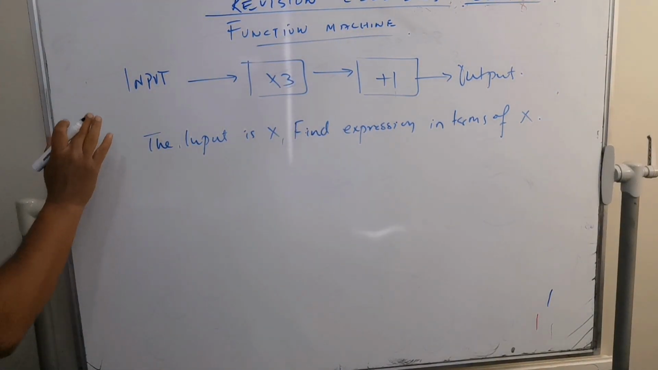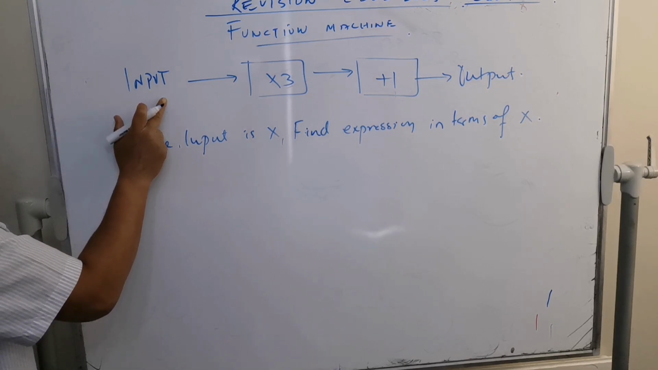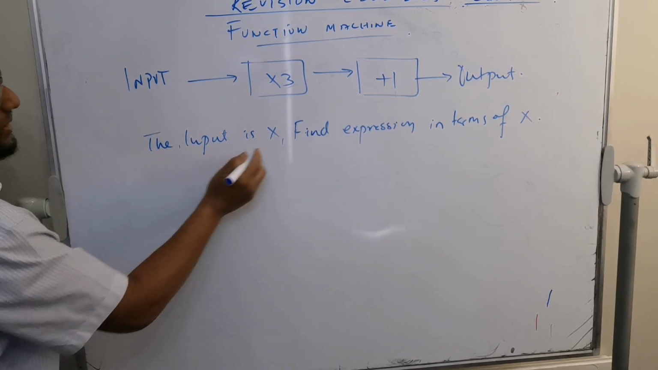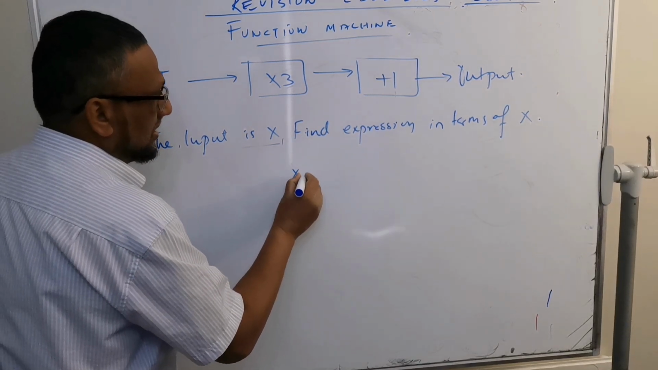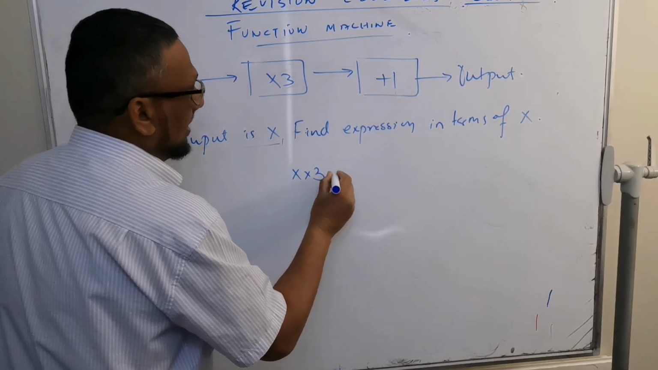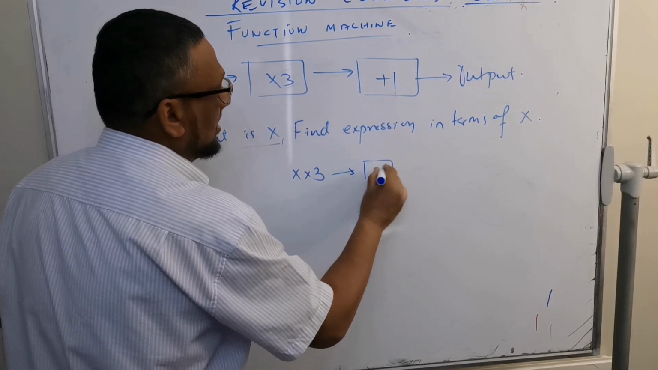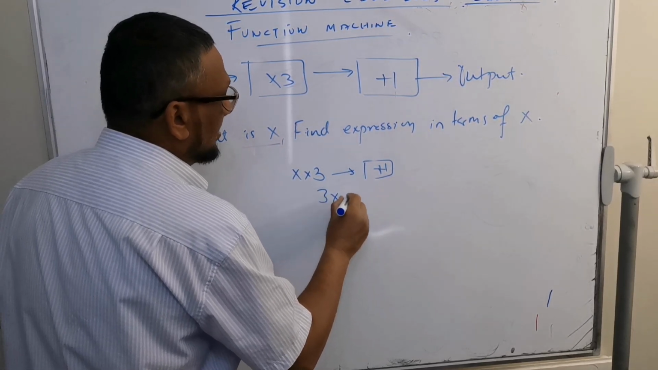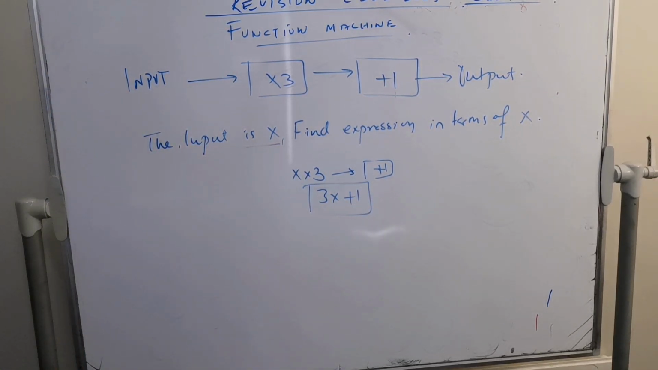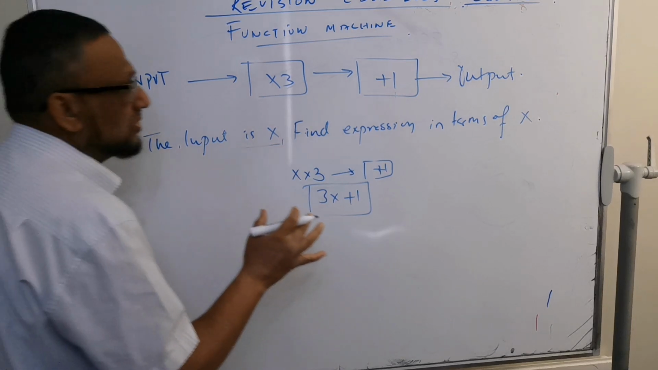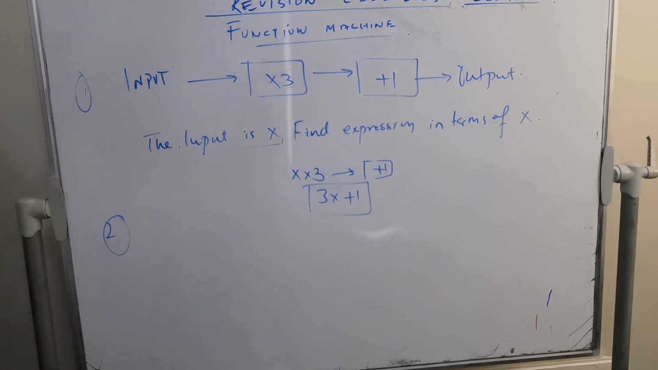So the examiner asks about the expression. This is the function machine, so the input is already given, you can use x. Very simple. x times 3, and then plus 1. So the answer is 3x plus 1. This is your answer, the expression in terms of x. So this is the first example.